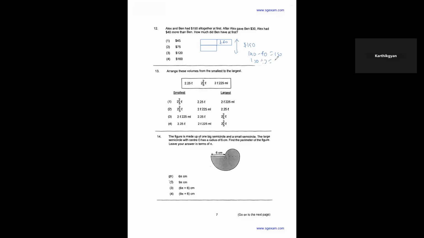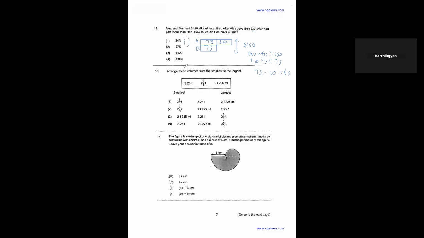150 divided by 2 is 75. So this is 75, this is 75. So Alex, this is Ben. So Ben is $75 now. At first, he did not receive the $30 from Alex, so we remove that if you want to find it at first. Therefore, the answer is $45, option number 1.